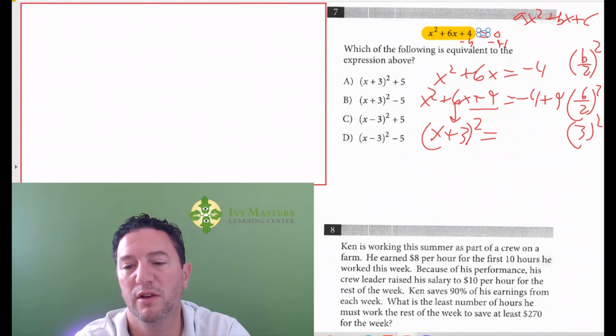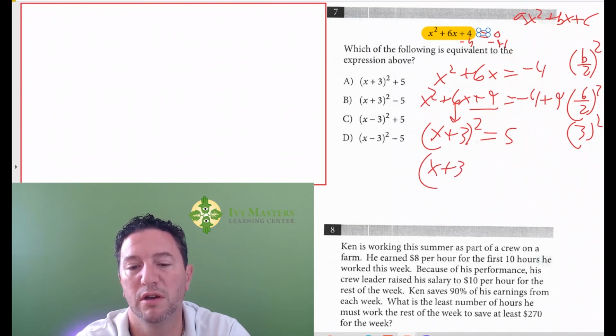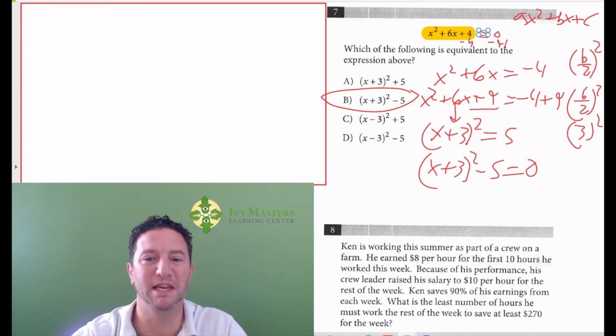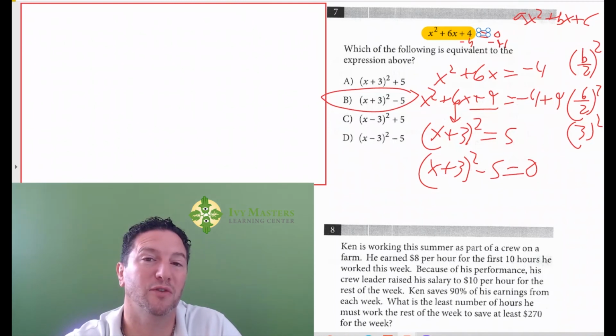And equals negative 4 plus 9 will give you 5. And then what do we do? We subtract the 5 from both sides. You get x plus 3 quantity squared minus 5 equals 0. So once again, that is answer choice B. And we would call that completing the square in order to get a quadratic into vertex form.